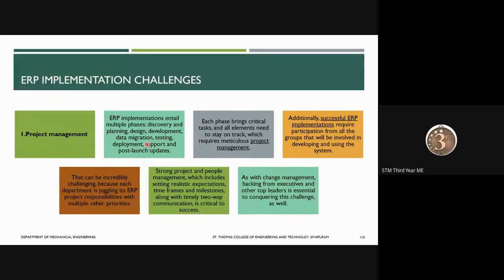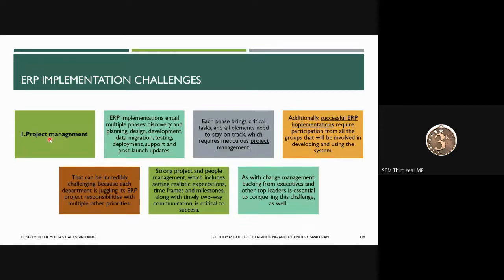Then we provide support and post-launch updates based on customer feedback or based on the failures that occurred during the prototype testing. So these are all employed, and then finally the product is deployed. These all come even before the manufacturing process, the production cycle itself; we are managing the product.